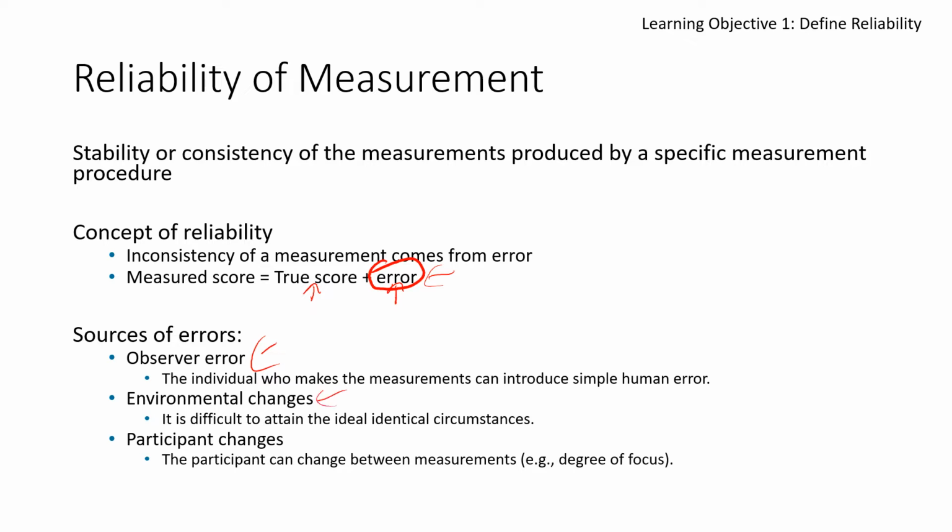Environmental changes could occur. When you're talking about weight and things like that, you're talking about pressure and humidity, and all those can actually affect it to a slight degree. Changes in participants can occur between measures. So if you've got, let's say, a test of focus, the first time they do it they might be more focused, because they might start to lose focus as time goes on. So these are sources of error. These are things that lower reliability of measures.